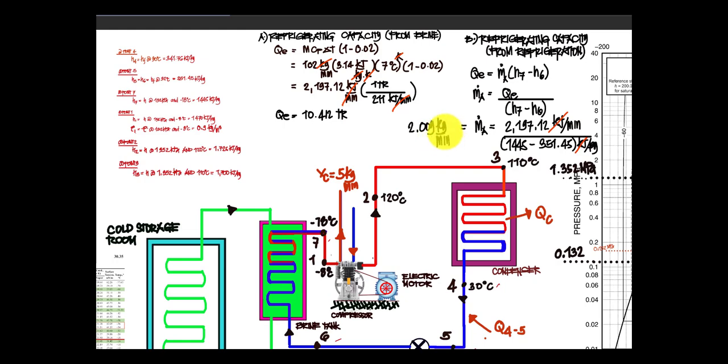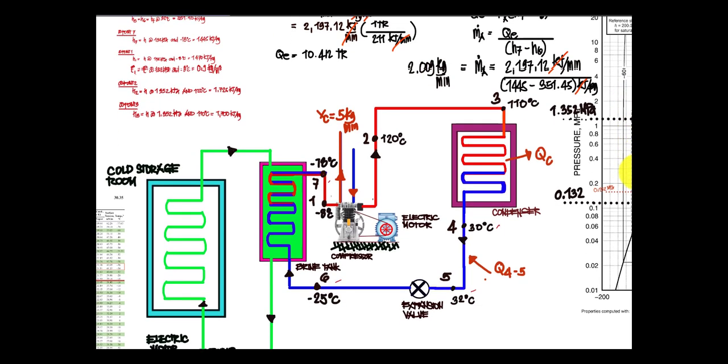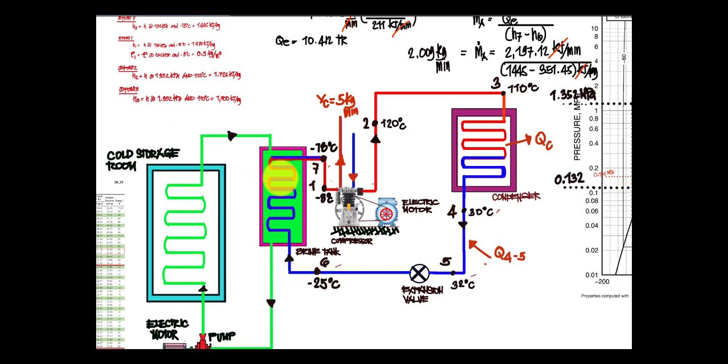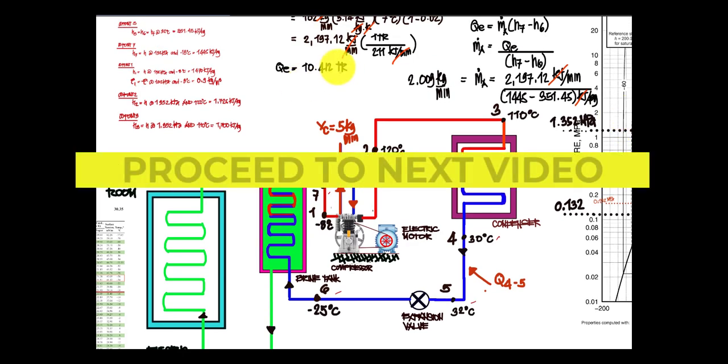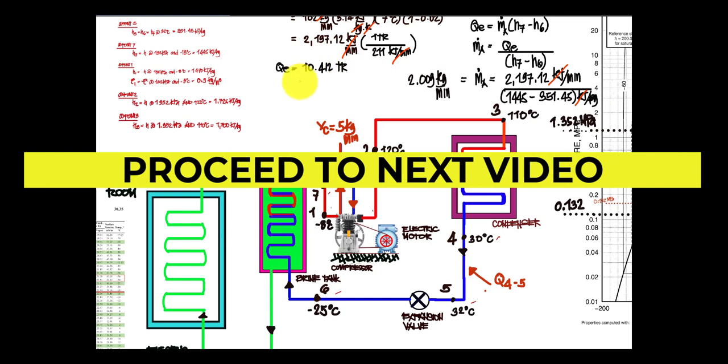So we have now the flow rate that is required to push in our brine tank through our evaporator, in order for us to maintain the load, or to cool the load, of refrigerating capacity of 10.412 tons of refrigerant.